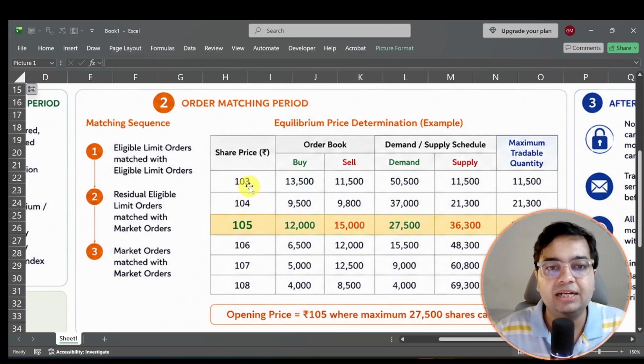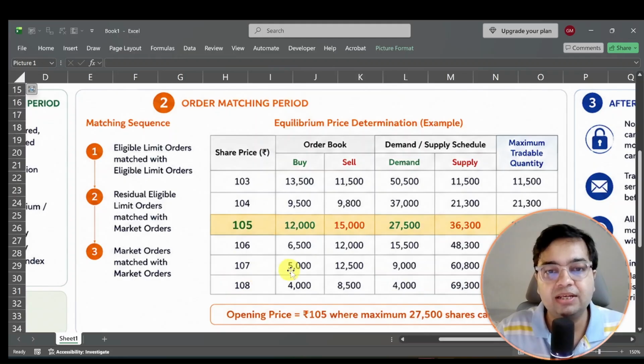Let's take the example that the share prices at which the orders have been placed are 103, 104, 105, 106, 107, and 108. Now you will have a buy order book and a sell order book, presented just for illustrative purposes. After this, a demand and supply schedule is prepared. How is it so? If you take a closer look at the 108 price point, a 4,000 quantity buy order is placed. The demand schedule says that at 108, there are a total of 4,000 buyers.